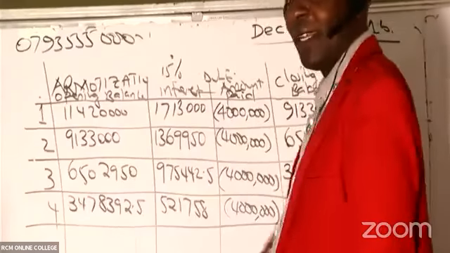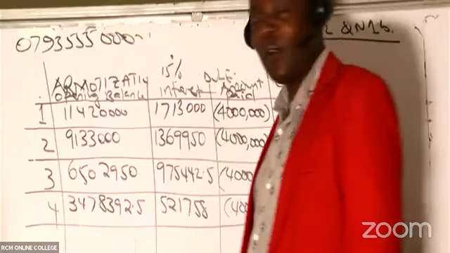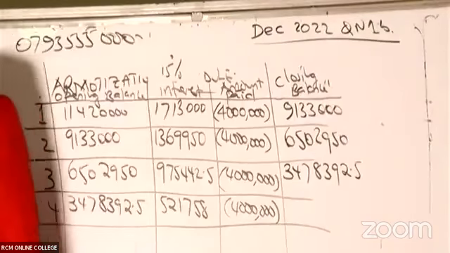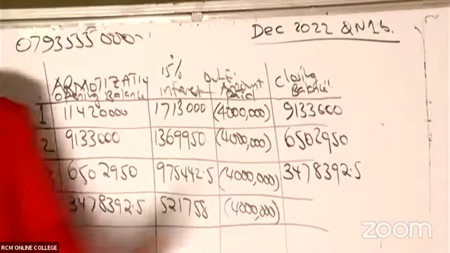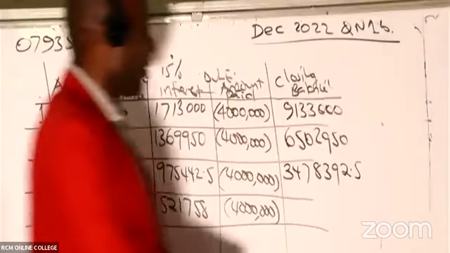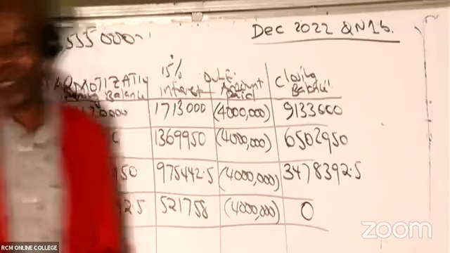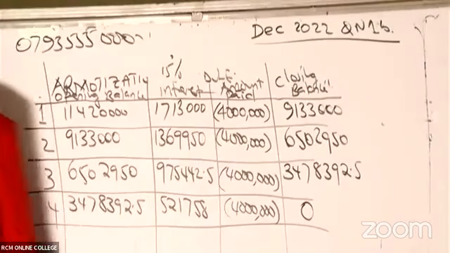What do you write there? The last one. It has to amortize to 0. Don't write 151 there. You have to be bright. You write a 0 there. It has to amortize to 0.